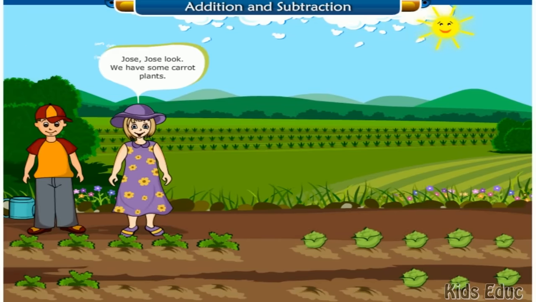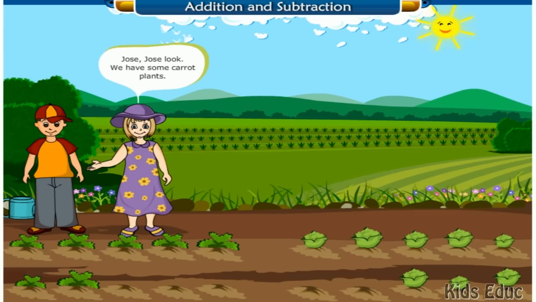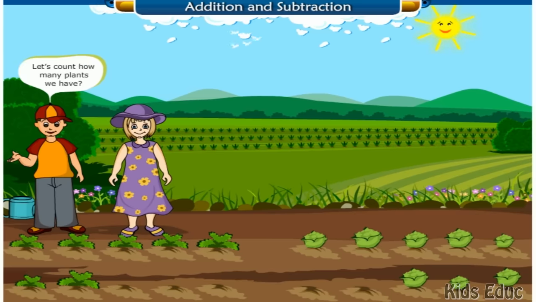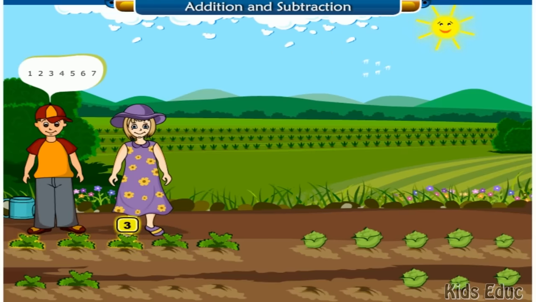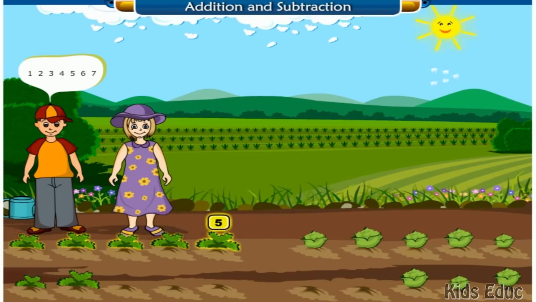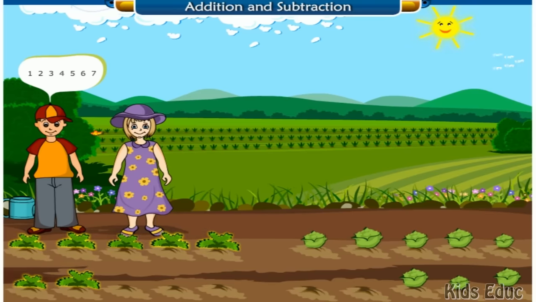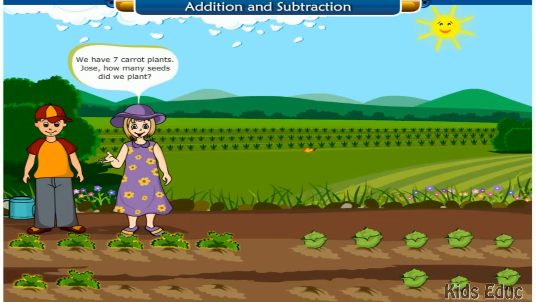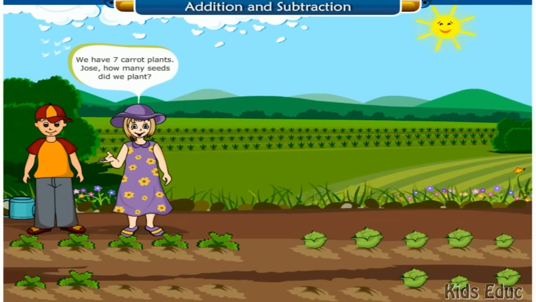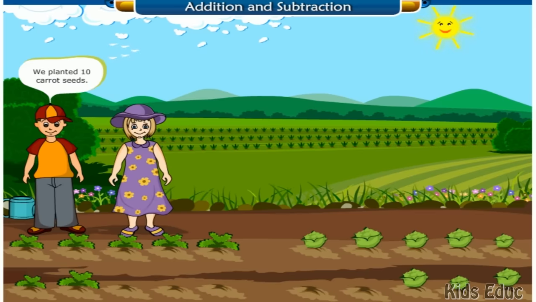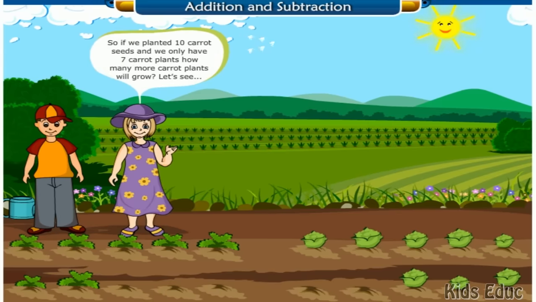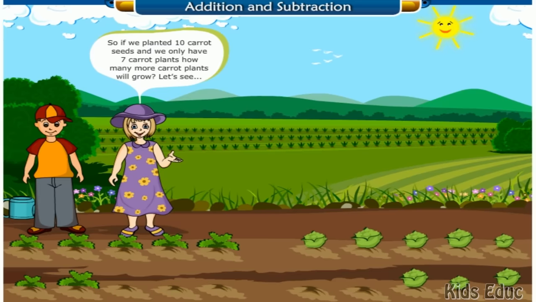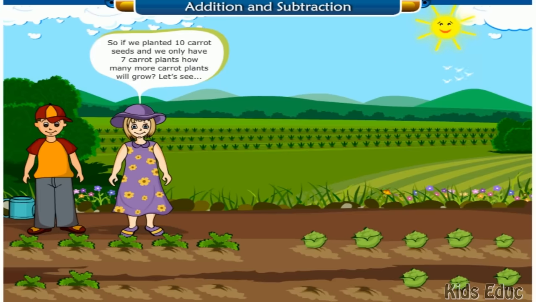Jose, Jose, look! We have some carrot plants. Let's count how many plants we have. 1, 2, 3, 4, 5, 6, 7. We have 7 carrot plants. Jose, how many seeds did we plant? We planted 10 carrot seeds. So if we planted 10 carrot seeds and we only have 7 carrot plants, how many more carrot plants will grow? Let's see.